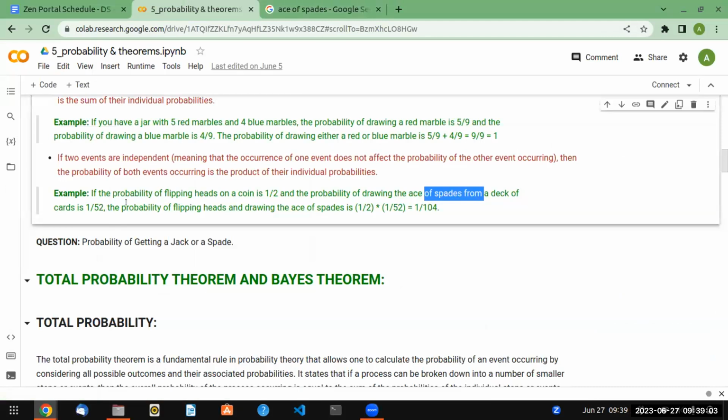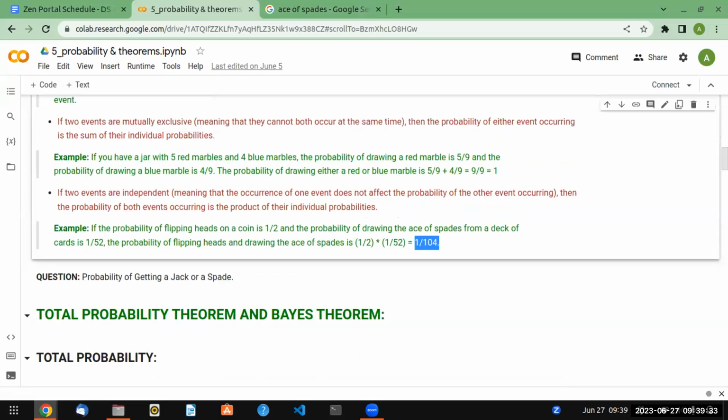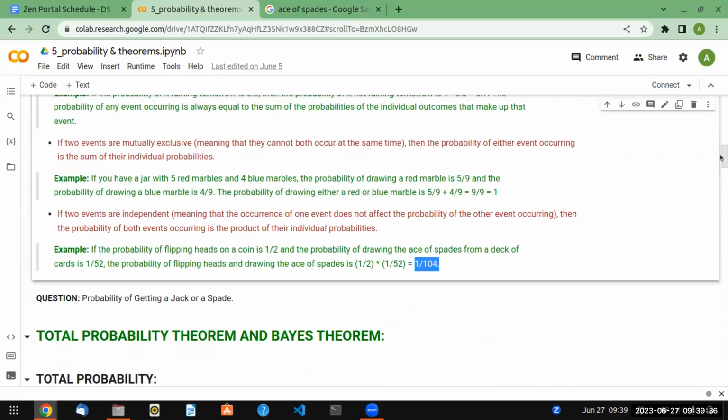Now my question is, what is the probability of flipping a coin head and drawing an ace of spade? Then what I'll tell is, this probability times this probability. So the probability of flipping a head and drawing an ace of spade is 1 by 104. You're getting it? These are the basic rules that you need to keep in mind when going for probability. This is just the starter part. Using these accepted truths, we are going to explore the probability theories and theorems.